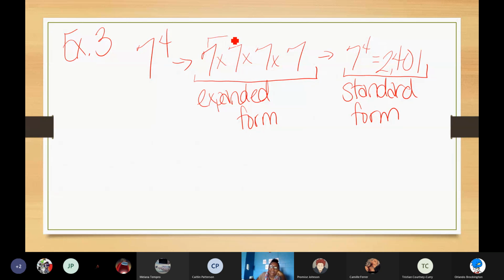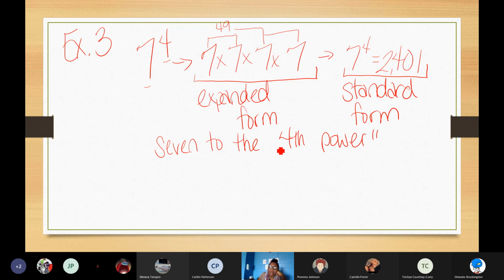Remember, we're going to multiply 7 times 7. That's 49. And then 49 times 7. And then that number times 7. And we should have gotten 2,401. Remember, we are not multiplying these two numbers together. We're not multiplying that base number by the exponent. We want to make sure also that we say this 7 to the 4th power. That's how we say this exponent expression.